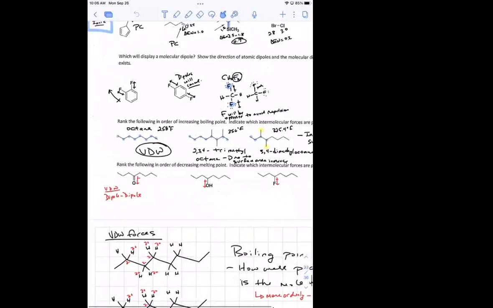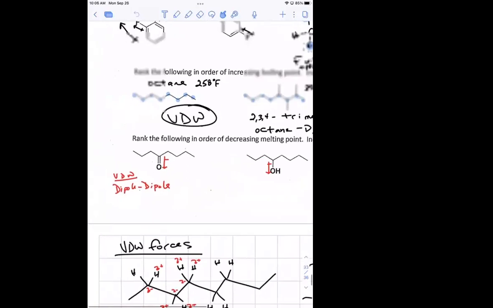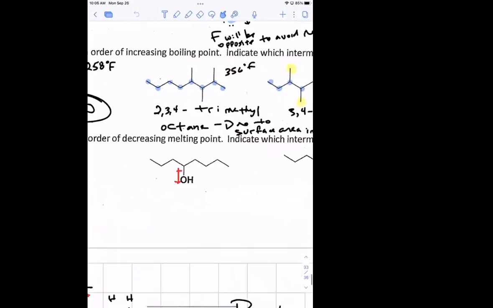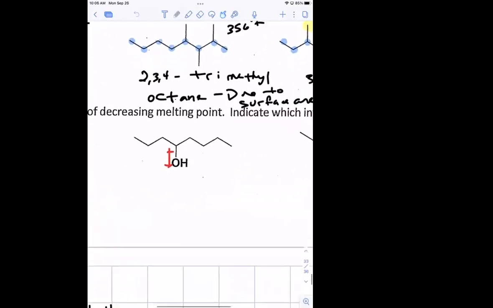So we went through and looked at each one of these, and we said that the alcohol had van der Waals, it had dipole, and it had hydrogen bonding. Is that right?